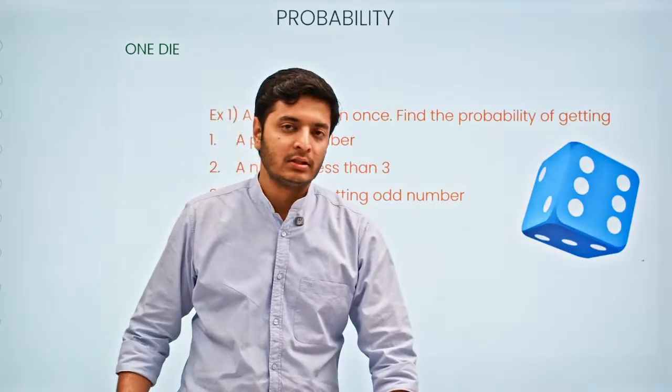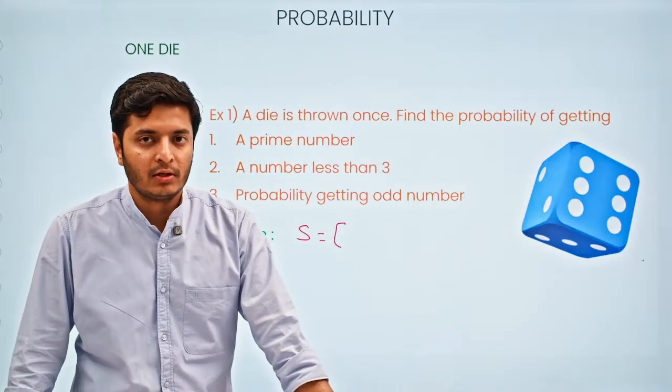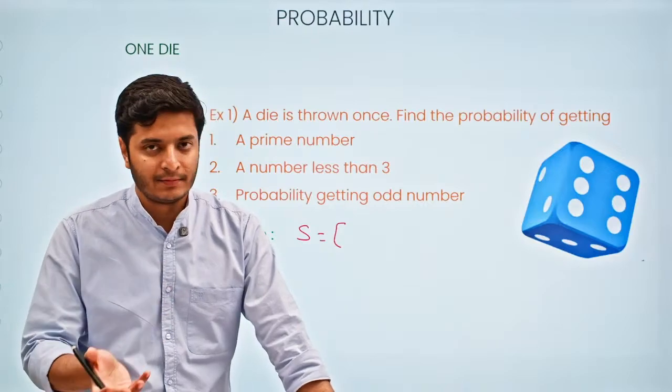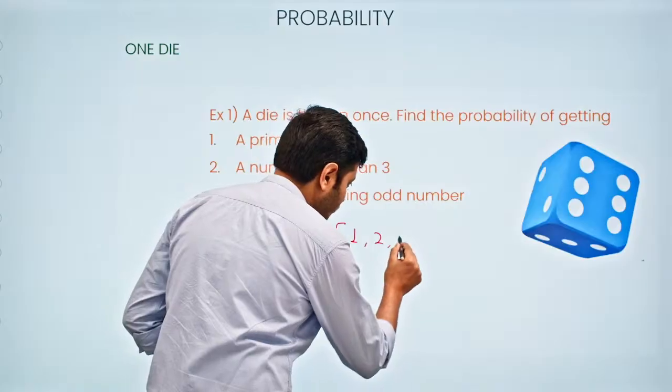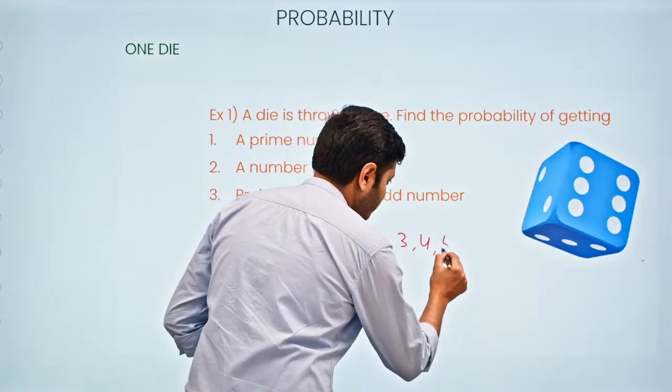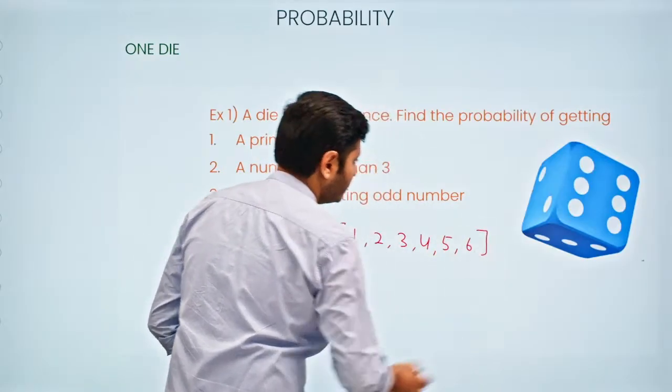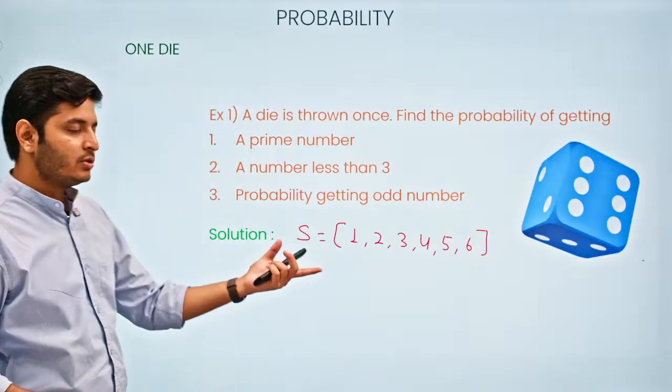How many numbers can there be when you roll a die? How many faces are there? 6 faces, correct? So the numbers are 1, 2, 3, 4, 5, 6. Easy to remember, 1 to 6.